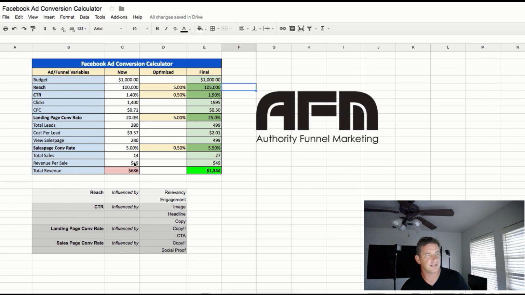And if we have a $49 product, we've just taken ourselves from losing money, $686 off of $1,000 spent, so we've lost $314, to on the right, we now have a profit of $344 because we made $1,344. More importantly, if you break even on this funnel or this product sale and you start to eke out a 34% profit, you can now say that you have an unlimited budget because now you're printing money.